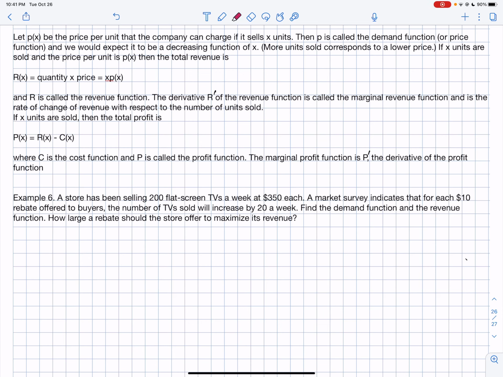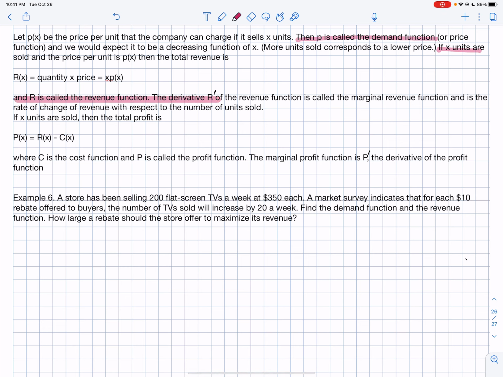So we will do some application problems for business. Let P of X be the price per unit that the company charges if it sells X units. Then P is called the demand function, and we would expect it to be a decreasing function of X. If X units are sold and the price per unit is P of X, then the total revenue will be R of X equal to the quantity times price, and that is X times P of X. And R of X is called the revenue function.